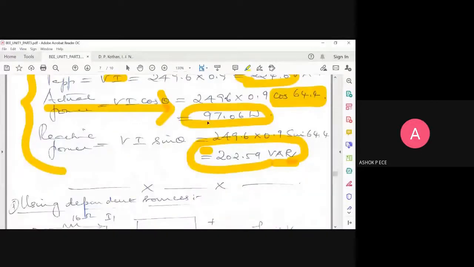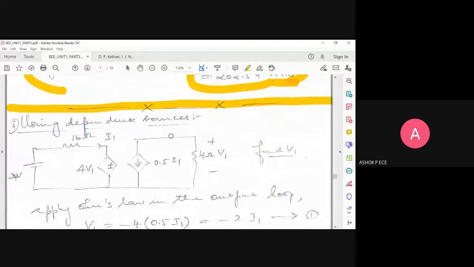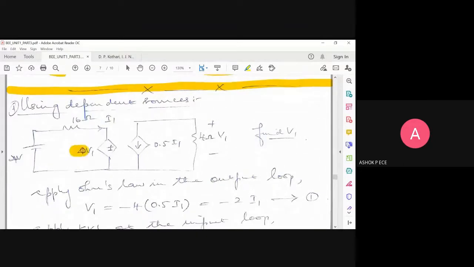If we don't have any doubts, then we'll do some problems in dependent sources and then we'll wind up unit one. So dependent source, I told you we have four dependent sources: voltage dependent voltage source, voltage dependent current source, current dependent voltage source, current dependent current source. Dependent source means the value will depend on some other parameter.